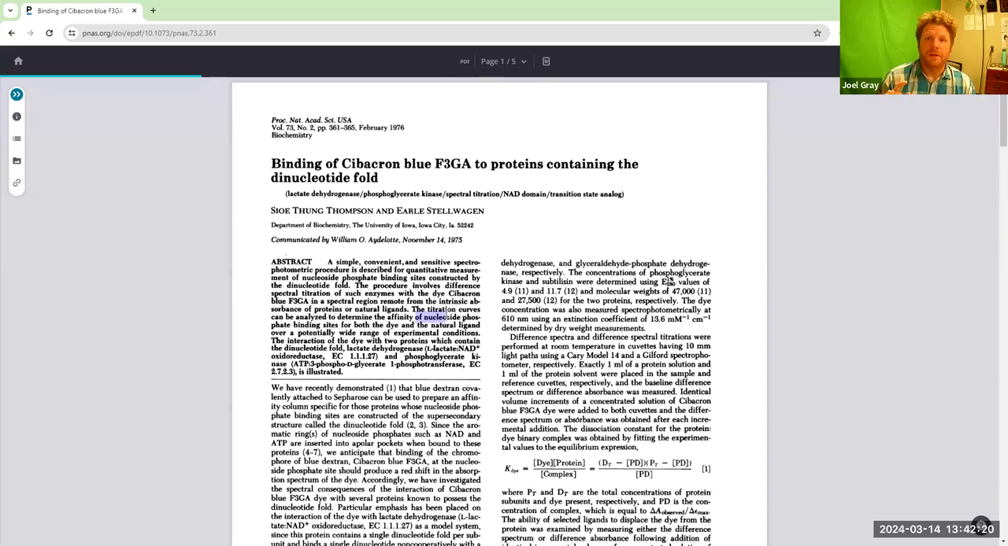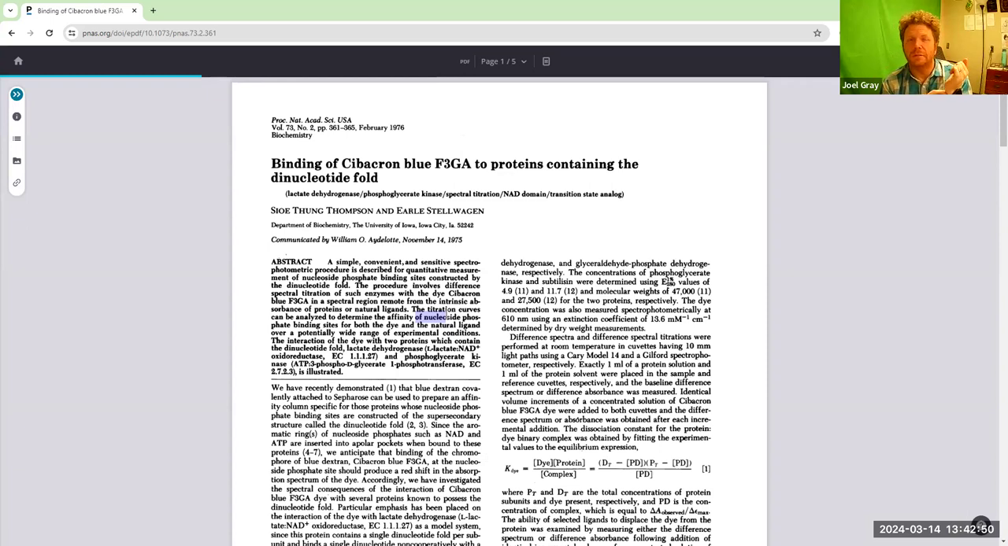Now, another protein that binds to something like ATP, hexokinase, the first enzyme in glycolysis. Can hexokinase bind to ATP? Absolutely. So, can hexokinase bind to Cibercon blue? Probably, because of the fact that it binds to ATP.